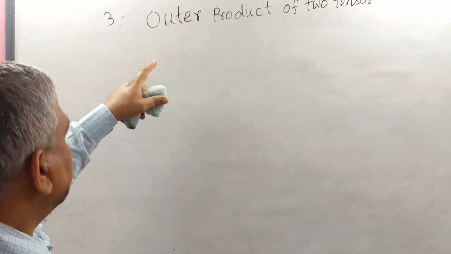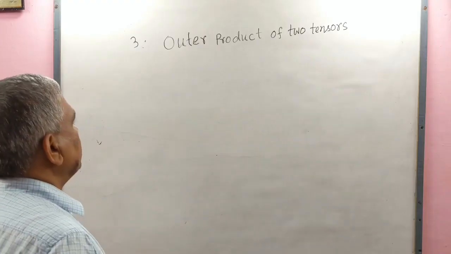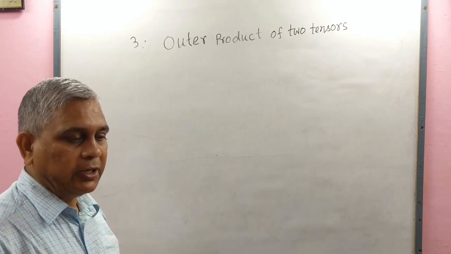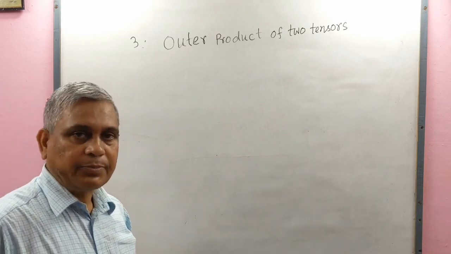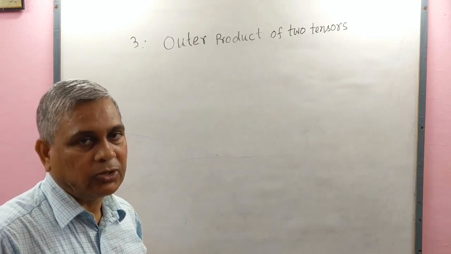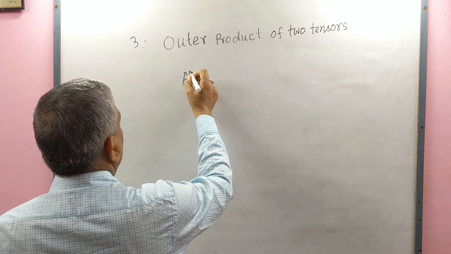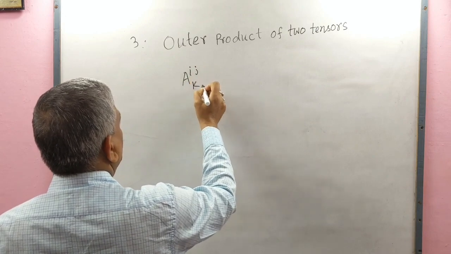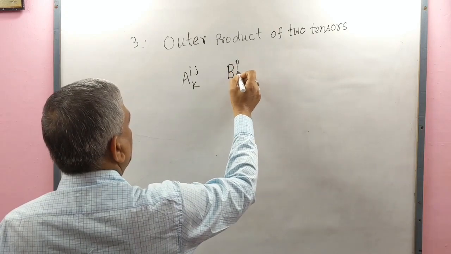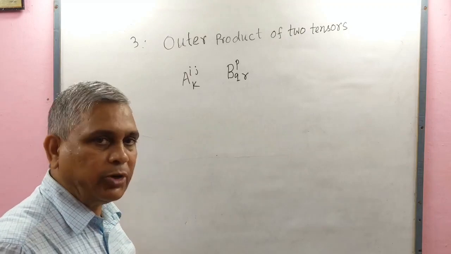Now we discuss the outer product of two tensors. Product of two tensors is said to be an outer product if a contravariant suffix of one is not equal to the covariant suffix of the other. For example, let A^ij_k and B^p_qr be two tensors in the x system of coordinates.